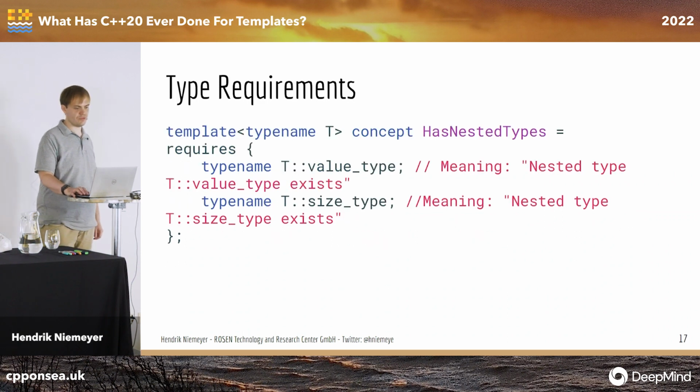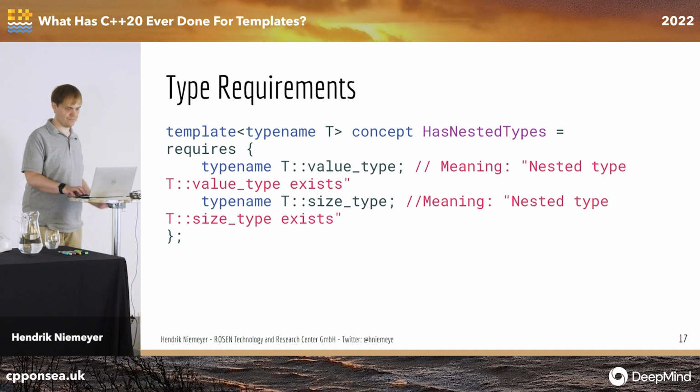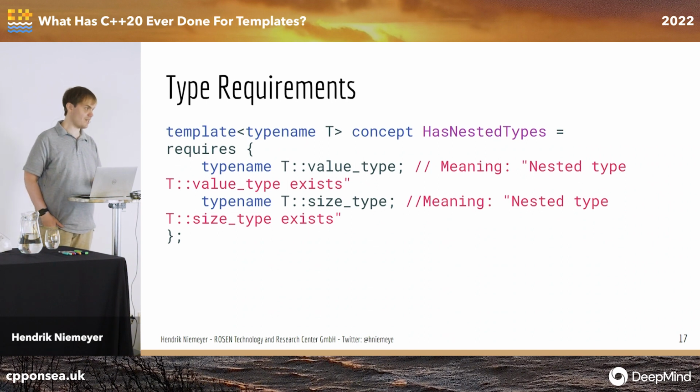The second type of requirement is type requirements. And it's started by the keyword typename, followed by a type name, which can be qualified if you want. And the requirement is that this named type is valid. So for example, here we check if our type T has a nested type value_type, and we check if our type T has a nested type size_type.